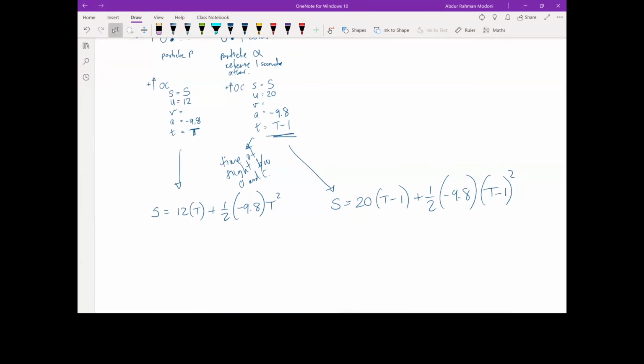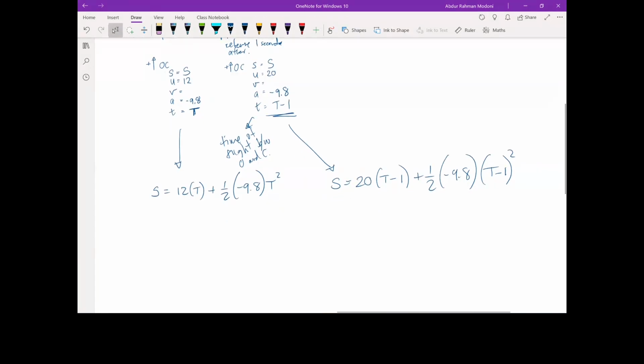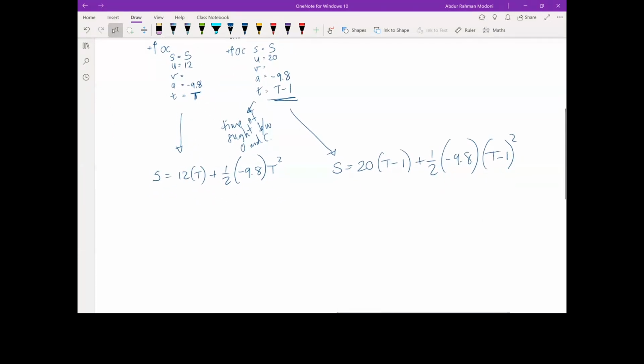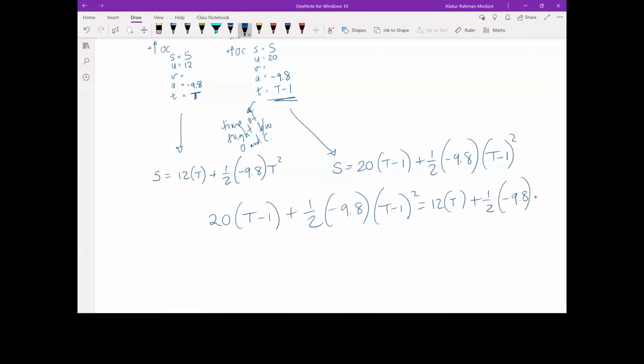Okay, so we've got 2 equations with 2 unknowns, S and T. Simultaneous equations. Substitute one variable into the other. As both equations are equal to S, if we substitute one S into the other, you will eliminate the S's, and then you'll have an equation involving just T's. So substituting one equation into the other gets us 20 times (T minus 1) plus half times minus 9.8 times (T minus 1) all squared, is equal to 12T plus half times minus 9.8 T squared.